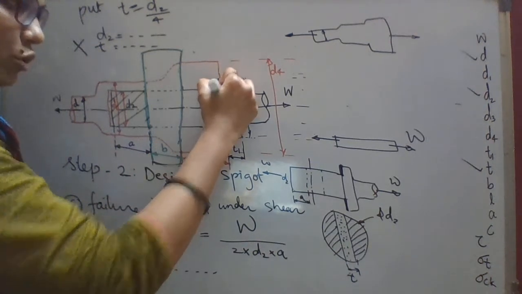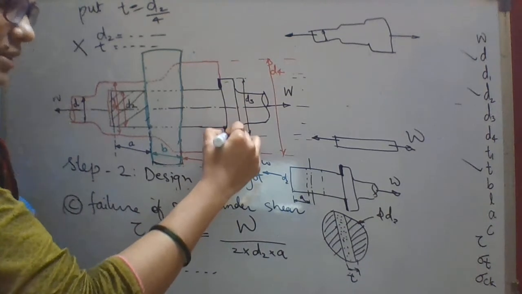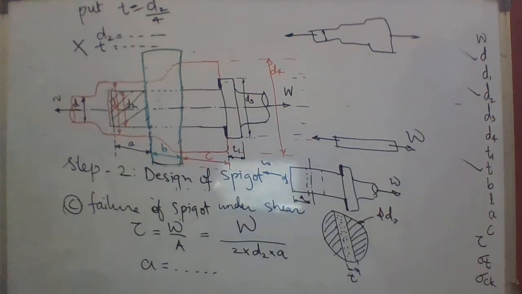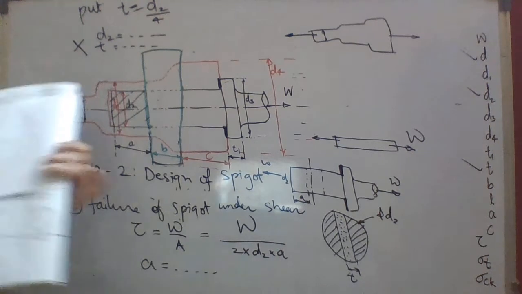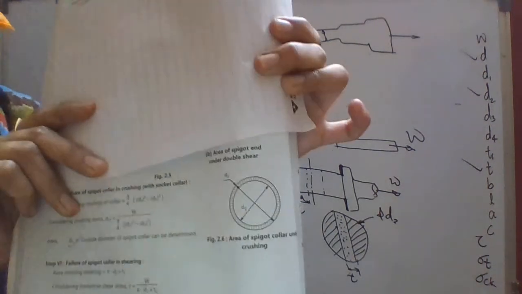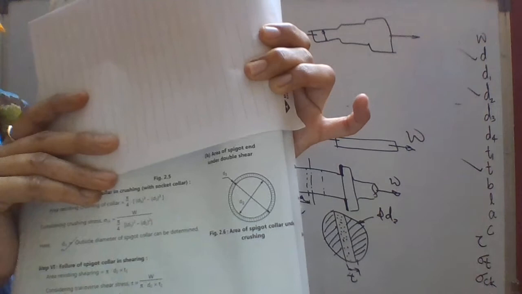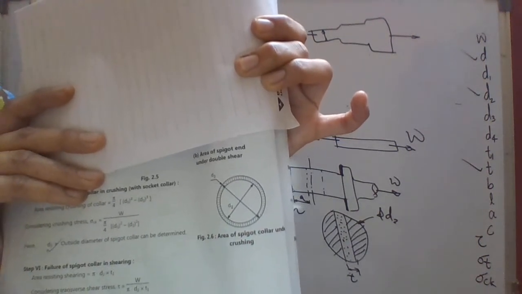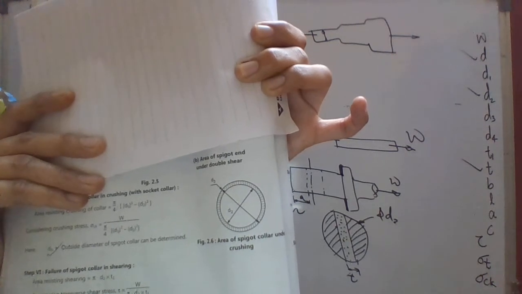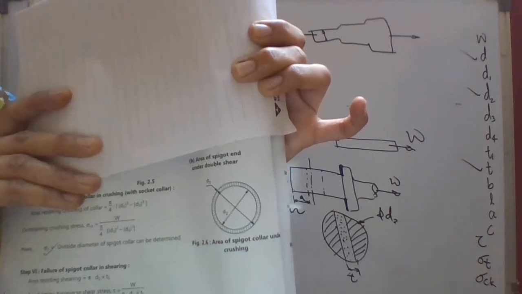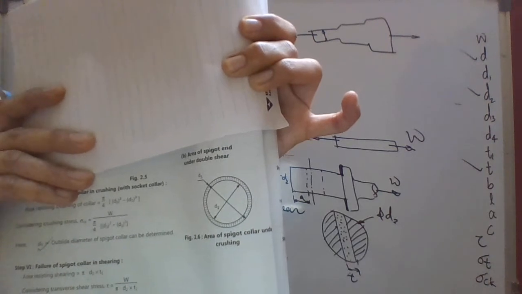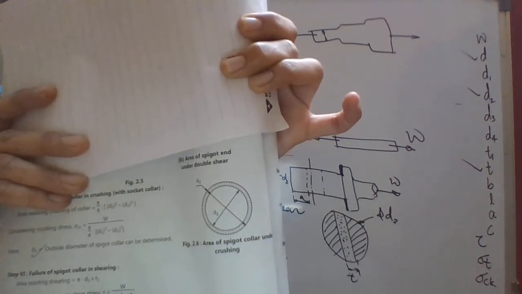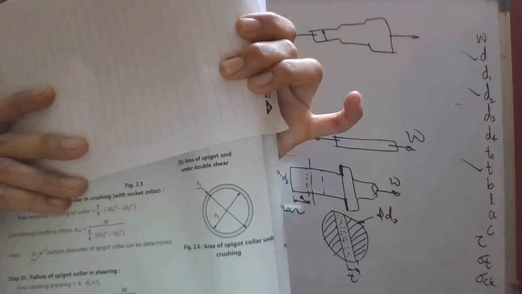I will make that bold over here also. So this is nothing but the ring. If you see the side view of this spigot collar, it will look like this ring. Can you see this ring? Its internal diameter is d2 and its outer diameter is d3. So this ring is pressed with the socket collar. This spigot collar is pressed with the socket collar.